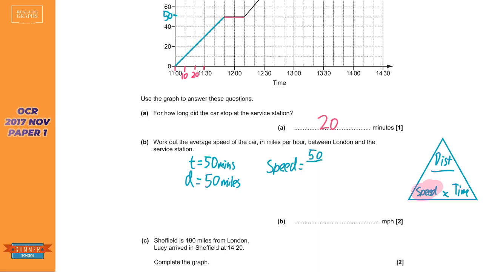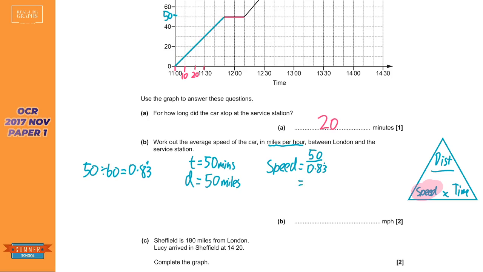Now we've got to be careful with the time. It wants it in miles per hour, but the time is in minutes, so we need to convert that into hours. An easy way of doing that is just to divide it by 60. So we can do 50 divided by 60. And this is a calculator paper. I know that paper ones on the other exam boards aren't, but on OCR, paper one is a calculator paper. And we get 0.83 recurring. So it's going to be over 0.83 recurring.